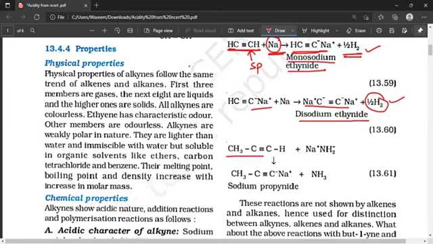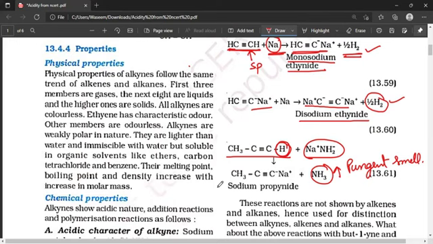In the same way, propyne also has acidic hydrogen and can react with sodium or sodamide. It gives ammonia gas, with a pungent, very bad smell, which proves that there is an acidic hydrogen.